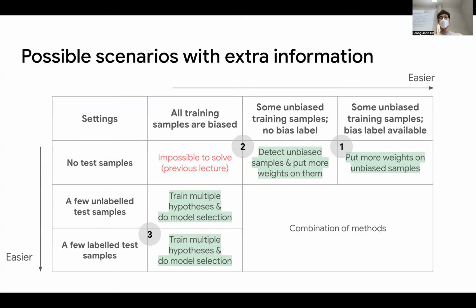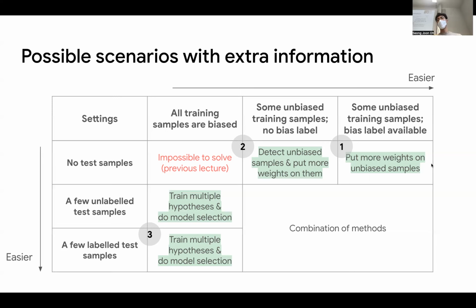Otherwise, we can jump into the next topic. Well, the same topic, but the next material. So last time we were talking about different scenarios where generalization becomes possible again, right? Because otherwise, if you don't have any information about what your target distribution is, then the problem is not solvable conceptually. And so we talked about introducing a little bit of unbiased samples and making sure the bias labels are available. So the rightmost case.